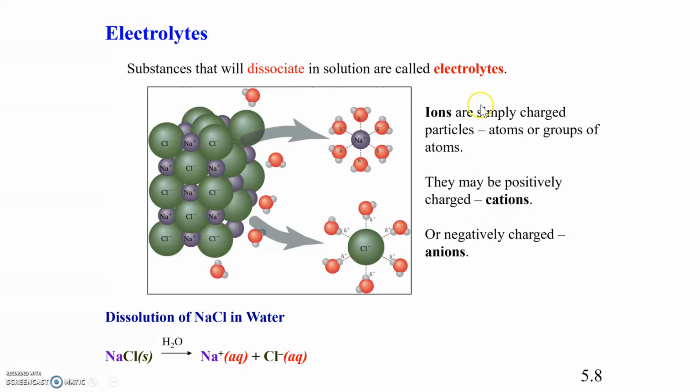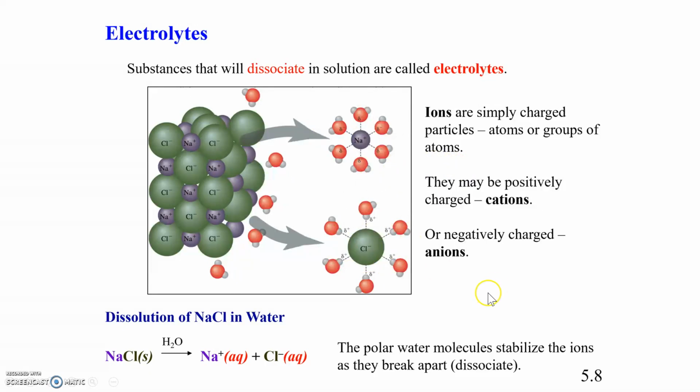So an ion is just a charged particle. It can either be an atom, in these cases sodium or chloride, or a group of atoms. When we talked about polyatomic ions, those are groups of atoms. We can classify these as cations, positive charge, or anions, negative charge. When you dissolve sodium chloride in water, these ions dissociate and water surrounds them, and this is how they become solution.